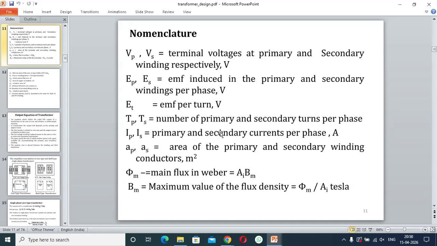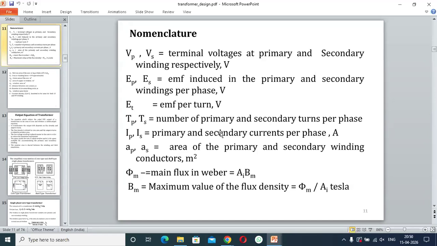Similarly, we have other parameters as well, like K, delta, area, AI. These are some parameters that we went through yesterday, and we have seen how they are required for the designing of any transformer.